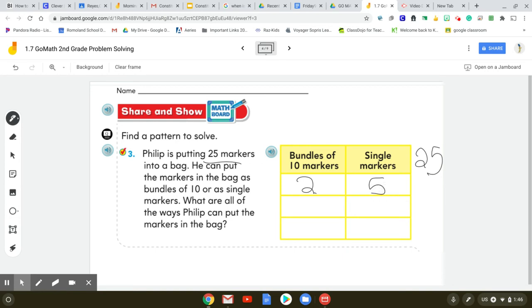Okay. I'm going to take 1 ten. That's going to be 1 ten, and bring that 10 over here, and that's going to be 15. And then I'm going to take my last 10. It's going to be 0, and it's going to come over here, and it's going to be 25. And they all equal 25.